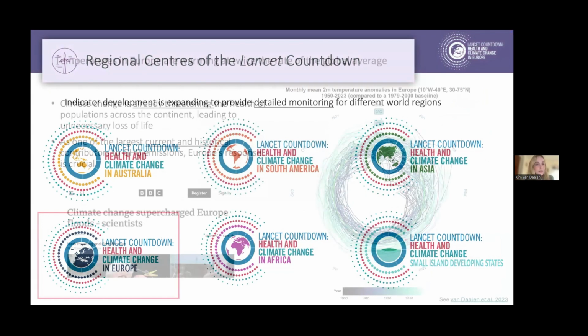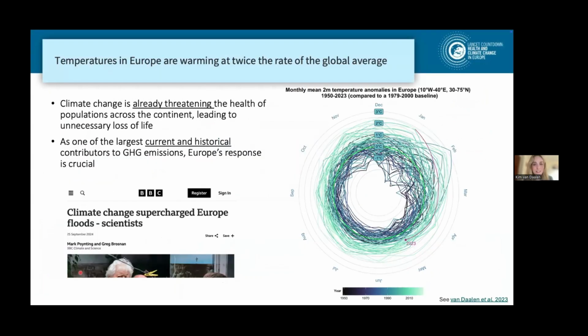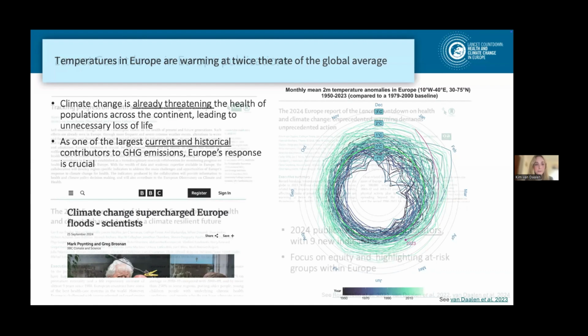So for a bit of context of the European region, and this is very unlikely to be a surprise, but we know that climate change is already threatening the health of populations across the continent, and this is leading to an unnecessary loss of life. And of course, as one of the biggest current and historical emitters of greenhouse gases, Europe's response to the climate crisis is crucial both for Europe as well as worldwide.